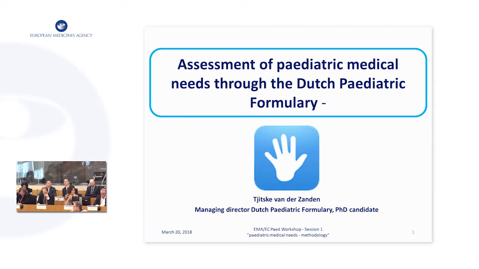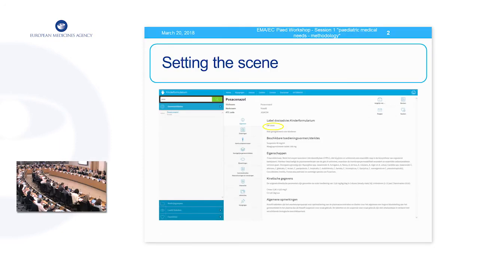I would like to thank you for the opportunity to share some of the work we've been doing with the Dutch Paediatric Formulary in the past 10 years. And first of all, I would like to set the scene. We started the Dutch Paediatric Formulary in 2008, and we had the scope to provide dosing guidelines for off-label pediatric use as well as on-label use. What you see on the screen is just a screenshot of the Dutch Paediatric Formulary, which is a web-based formulary and openly accessible to anyone.